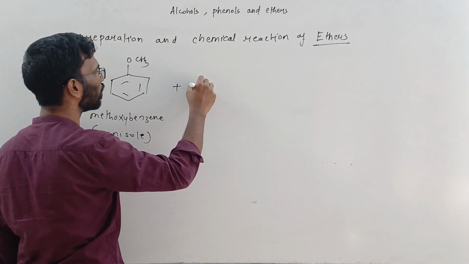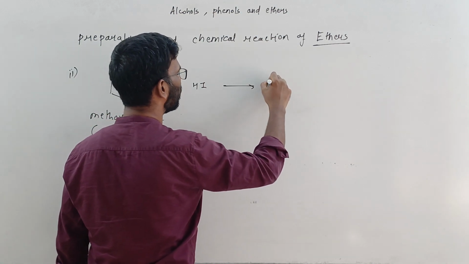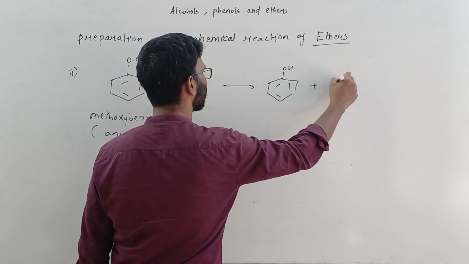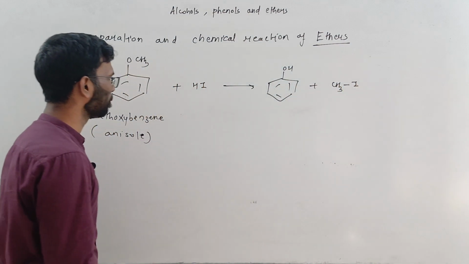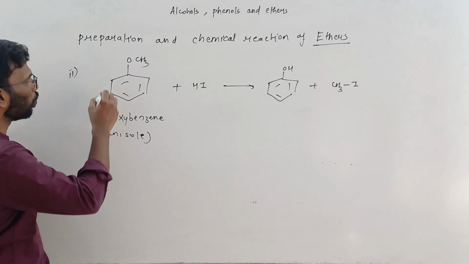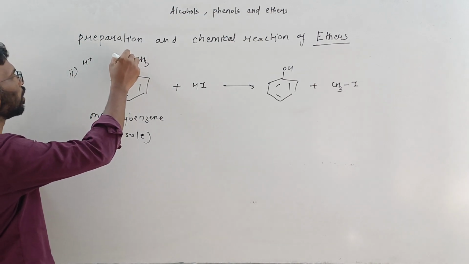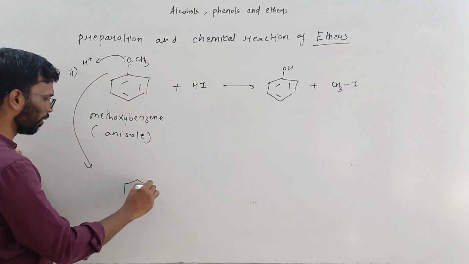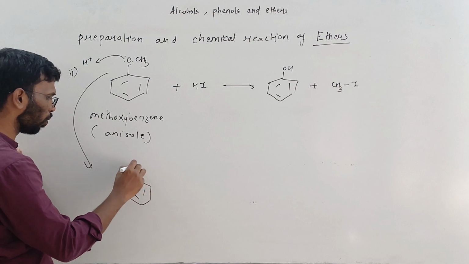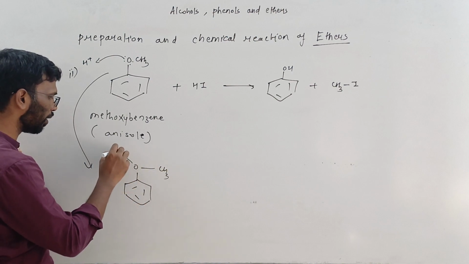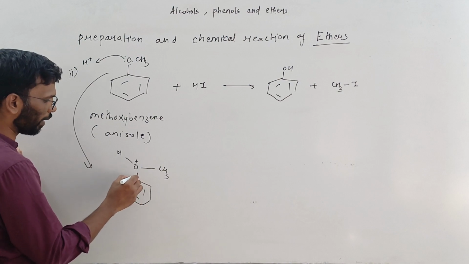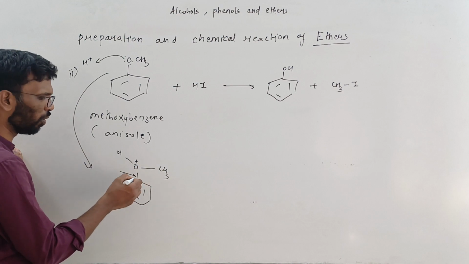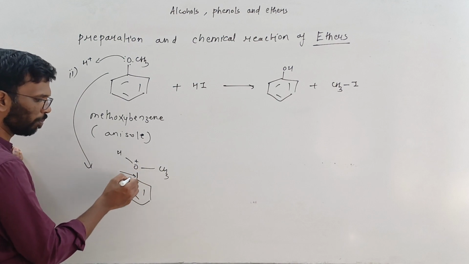Reaction with HI, what do you get? You get this product, OH plus CH3I. Now the thing is very simple. Whenever this reacts with H plus, a lone pair, what is the thing you are going to get over here? Intermediate. You are going to get O, CH3, H and a positive. Which bond can break? This is difficult to break because it forms a partially double bond. Oxygen and this conjugation, it is very difficult.